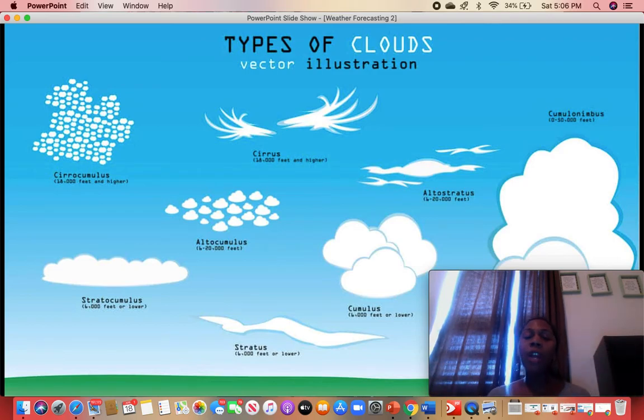Now, there's other variations of this depending on if the cloud has some similarities between two types, or if it's a little bit higher or a little bit lower than what it would normally be. Then we have something over to the right called a cumulonimbus, which we'll talk about more in a moment, but it's just a larger version of the cumulus cloud.